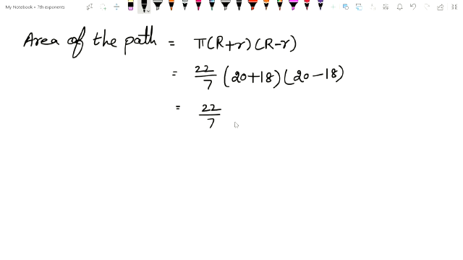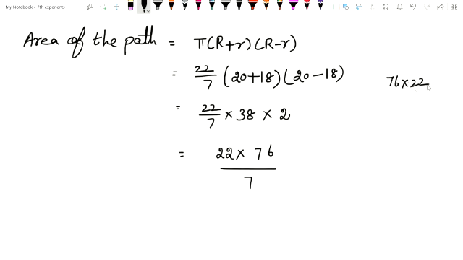22 by 7 into 20 plus 18, what will you get? 38 into 2. Okay, now you multiply this. 22 into 2: 2 8s are 16, 6 remaining 1; 2 3s are 6, 6 plus 1 is 7. So 76 by 7. So 76 into 22: 2 6s are 12, 2 remaining 1; 2 7s are 14, 14 plus 1 is 15.